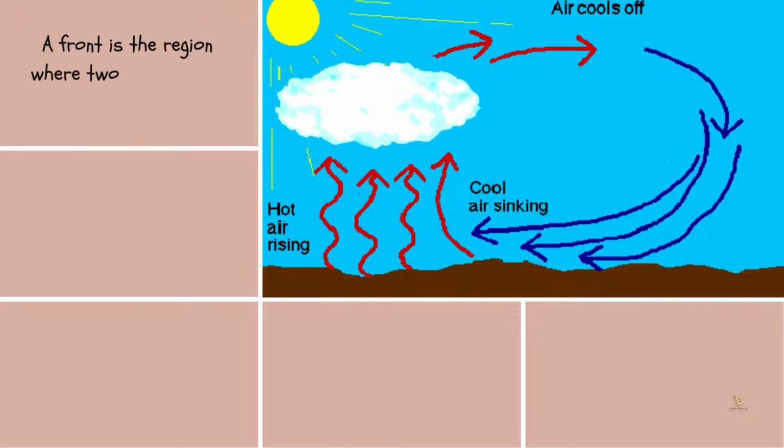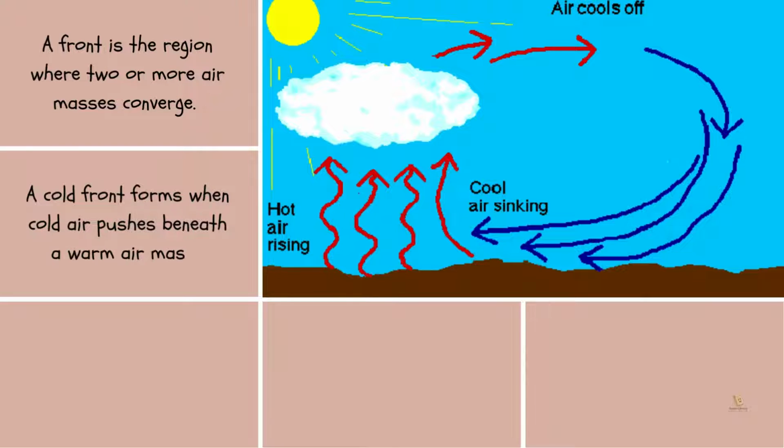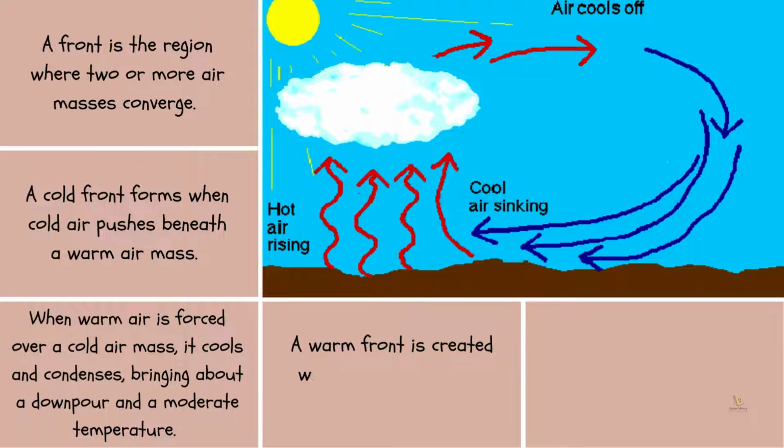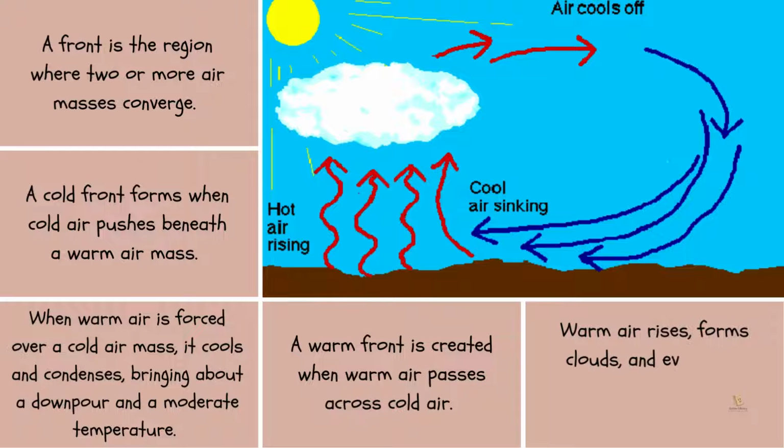A front is the region where two or more air masses converge. A cold front forms when cold air pushes beneath a warm air mass. When warm air is forced over a cold air mass, it cools and condenses, bringing about a downpour and a moderate temperature. A warm front is created when warm air passes across cold air. Warm air rises, forms clouds, and eventually condenses as snow or light rain.